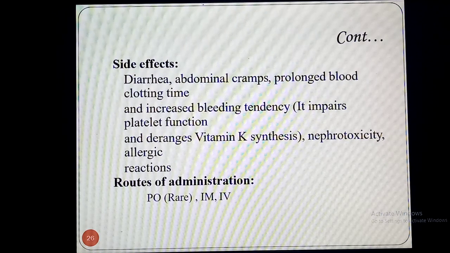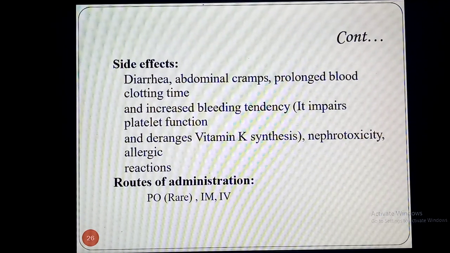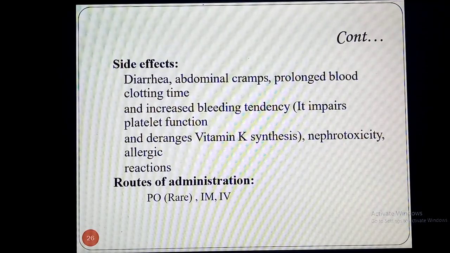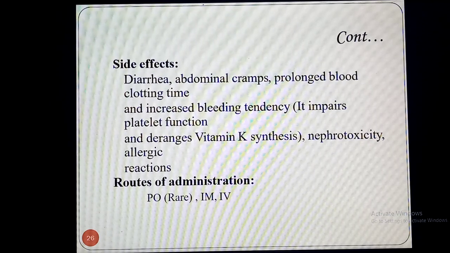Its major side effects are diarrhea, abdominal cramps, and prolonged blood clotting times. That means thrombin and prothrombin are affected, and it increases the bleeding tendency. So this drug is also responsible for impaired platelet functions, deranged vitamin K synthesis, nephrotoxicity and allergic reactions.